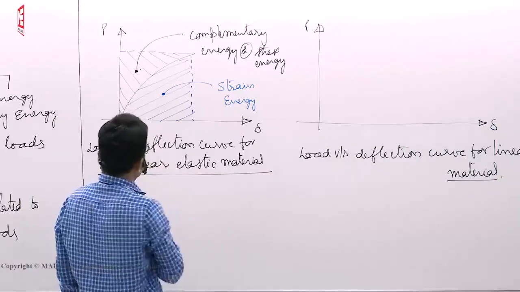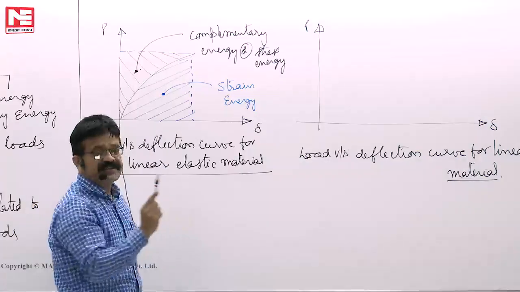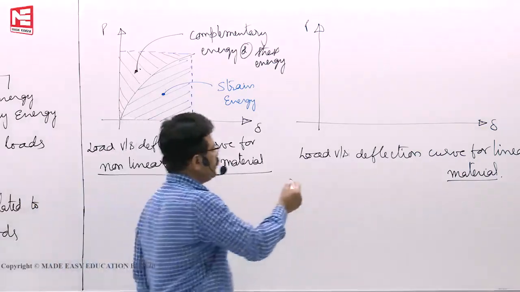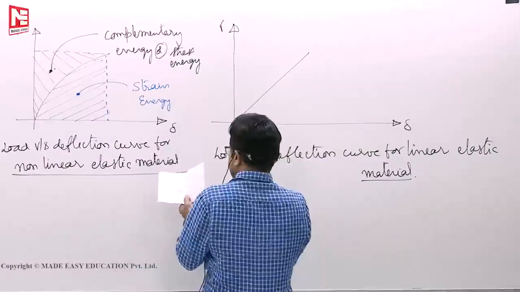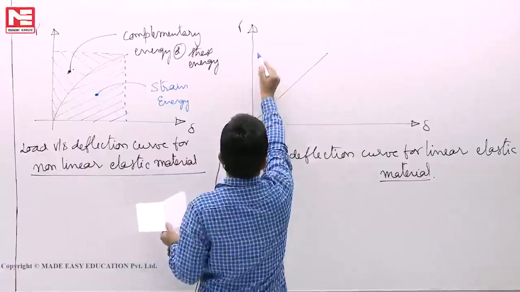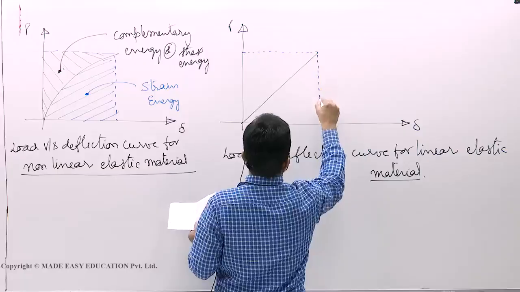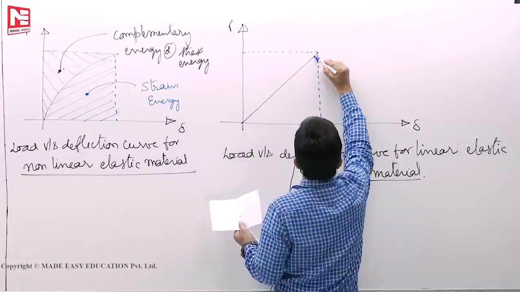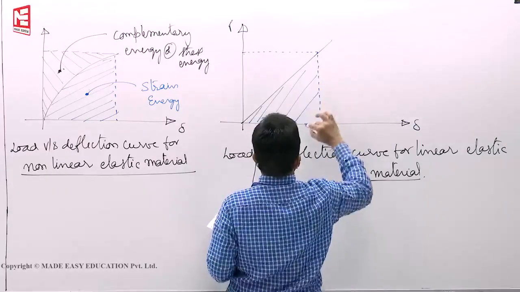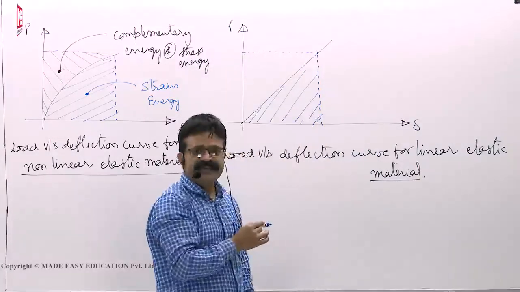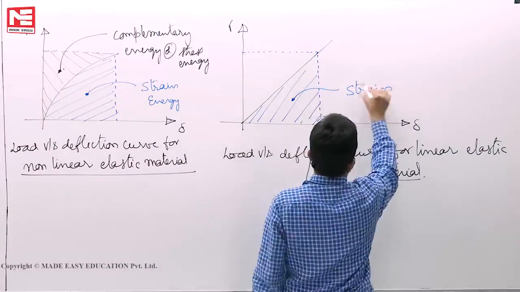If you have a non-linear elastic material, complementary energy and strain energy are not the same. If you take a linear elastic material, the curve goes like this. If you take the area, say something like this, this curve we can extend wherever. This area we call strain energy, the area of the load versus deflection curve. This is strain energy.